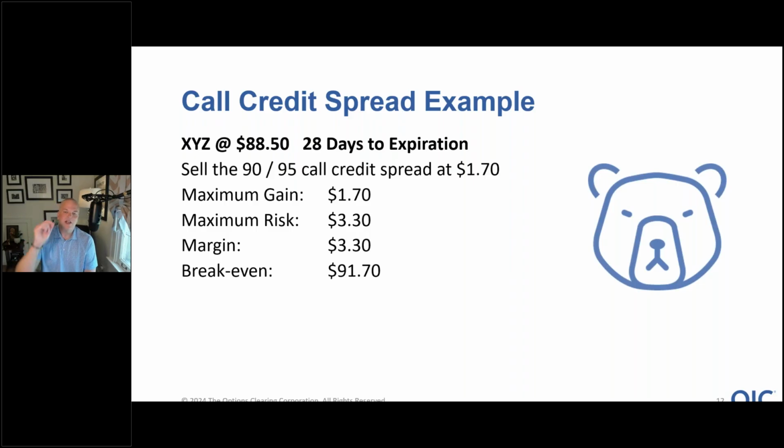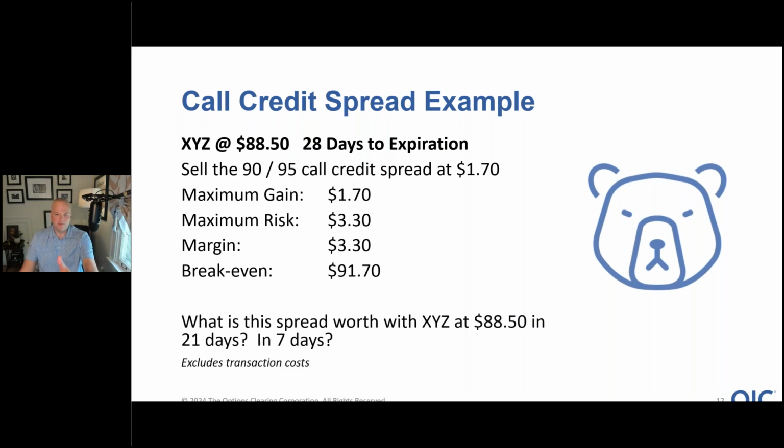Why is it 91.70? Remember what I said, you add the premium that you took in to the bottom strike of your call spread. So in this case, it's the 90-95 call spread. Because you've already taken in $1.70, this position is going to break even at 91.70, which is the amount of premium that you sold on top of that bottom strike.